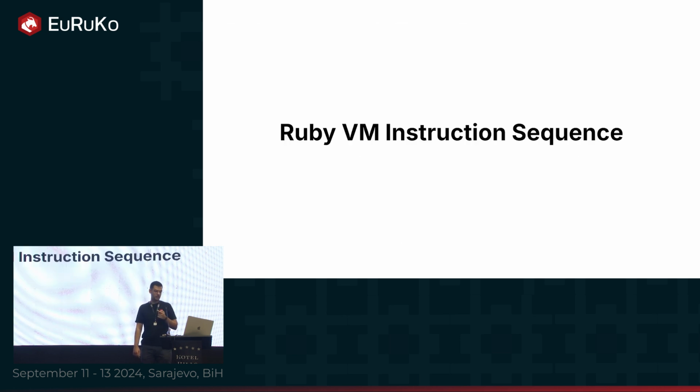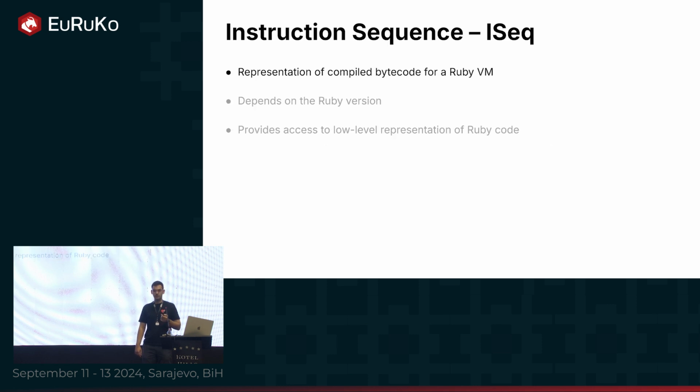Let's move to the next technology. It is the Ruby virtual machine instruction sequence. Instruction sequence is a representation of compiled bytecode for a Ruby virtual machine. It depends on the Ruby version because it's tightly related to virtual machine internals. And it mainly provides access to a low-level representation of your Ruby code. With that technology, you can modify the bytecode and adjust the behavior of your program without touching the source code of your program.